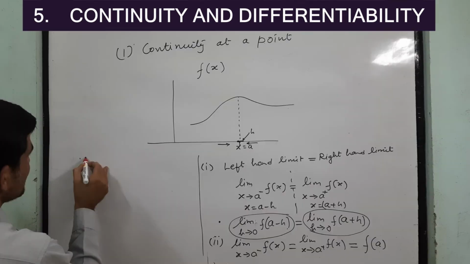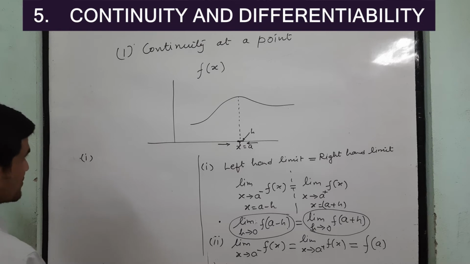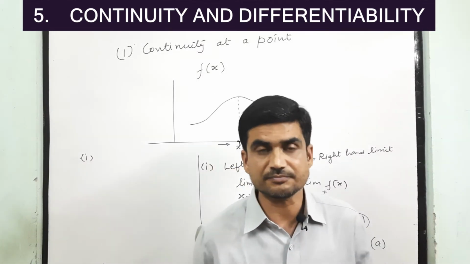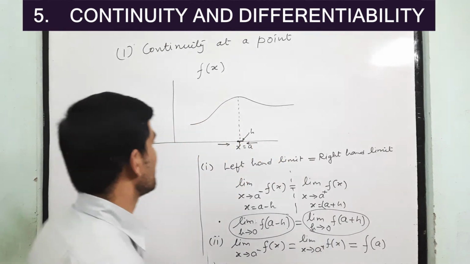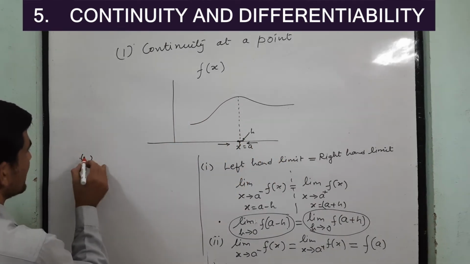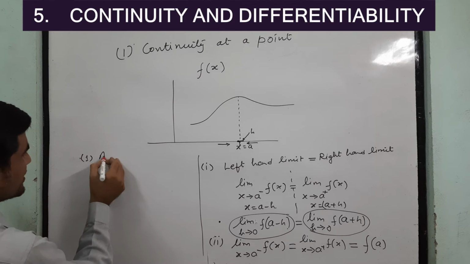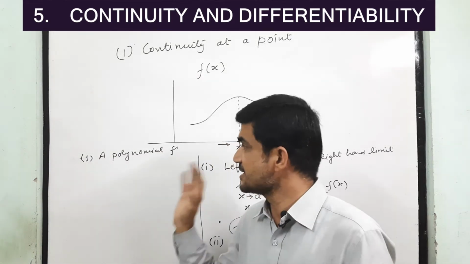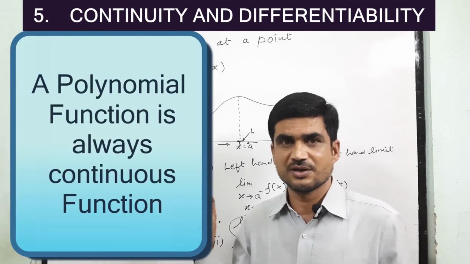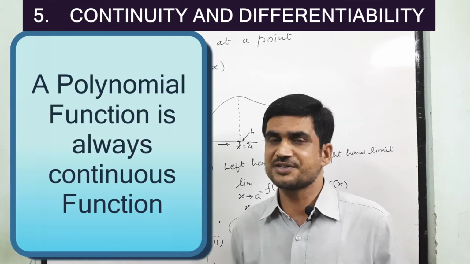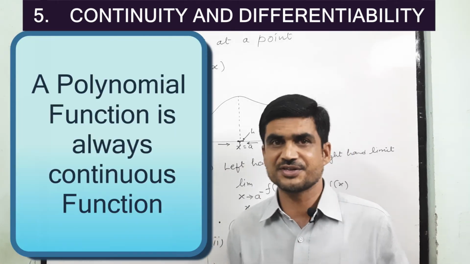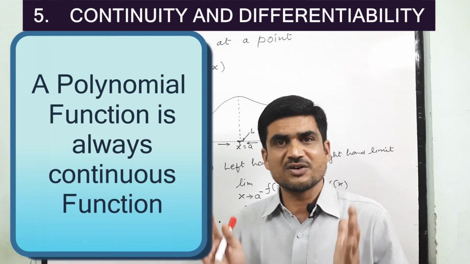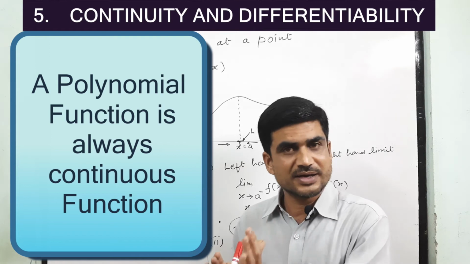Is it clear? Some functions are always continuous, so note down those functions. The first of them is the polynomial function. A polynomial function is always continuous. You know a polynomial function may be a quadratic function, maybe a cubic function. Always it is a continuous function.